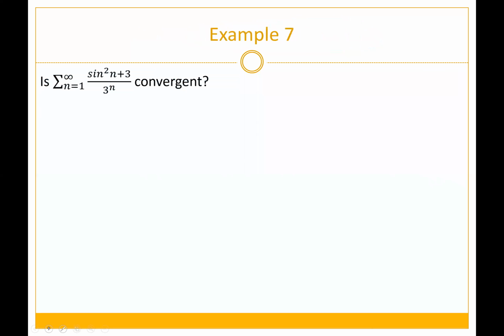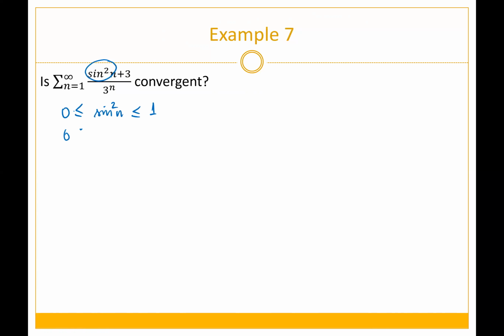So I'm going to go to example 7. Yep, example 7. Is this series convergent? The thing with this is that first I'm going to use the direct comparison test, but you can always use a different one. Here the direct comparison test is better because sine and cosine are always squeezed between -1 and 1. Here you have sine squared, so it has to be positive. So the range of sine squared is between 0 and 1.